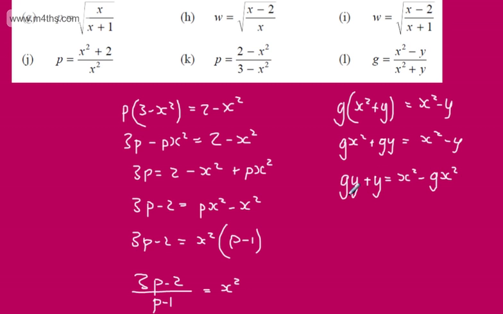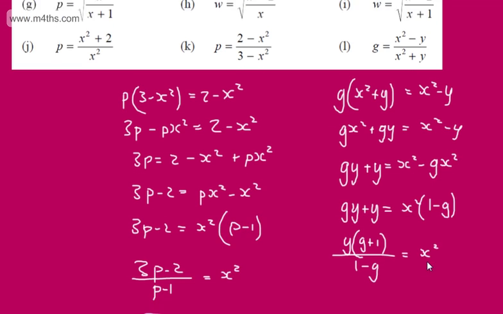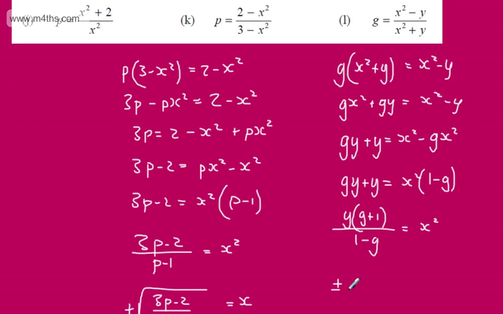Factoring out the x squared, and of course we could factor if we wanted over here, we could factor y out. We don't have to, but we could if we wanted. Gy plus y is equal to x squared times 1 minus g. And then at this stage I'm going to divide through by the content of the bracket. I will factor this, so we've got y times g plus 1 divided by 1 minus g. That's going to be equal to x squared. So we square root both sides, so we're going to have now plus or minus the square root of y multiplied by g plus 1 divided by 1 minus g is equal to x.